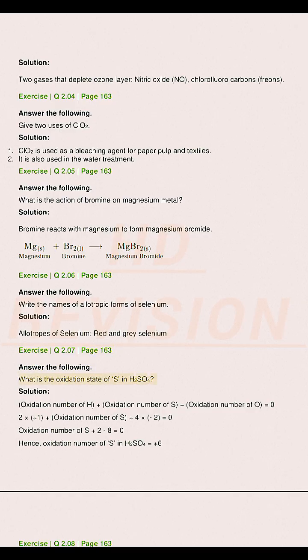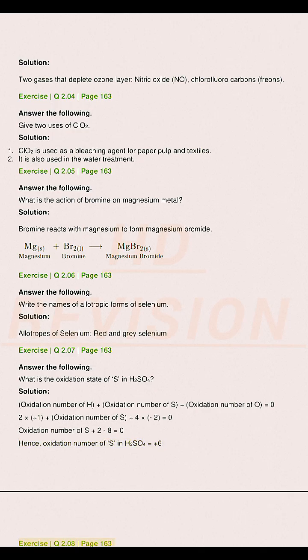What is the oxidation state of S in H2SO4? Solution. Oxidation number of H plus oxidation number of S plus oxidation number of O equals 0. 2 times (+1) plus oxidation number of S plus 4 times (-2) equals 0. Oxidation number of S plus 2 minus 8 equals 0. Hence, oxidation number of S in H2SO4 equals +6.